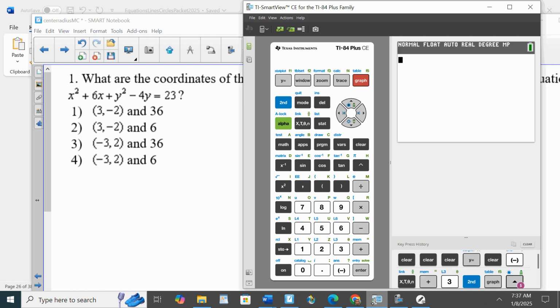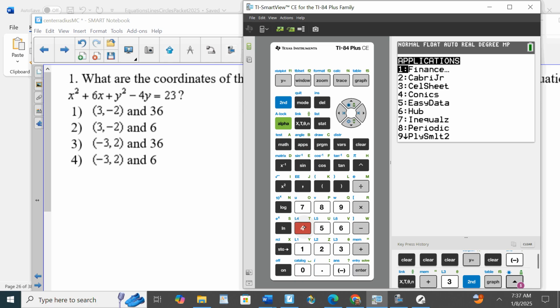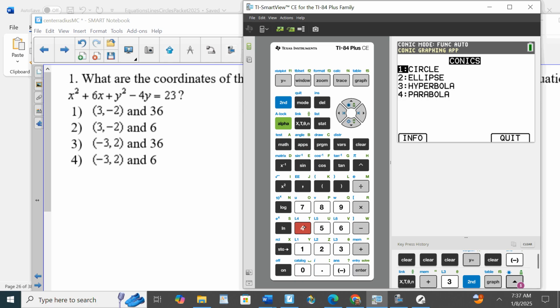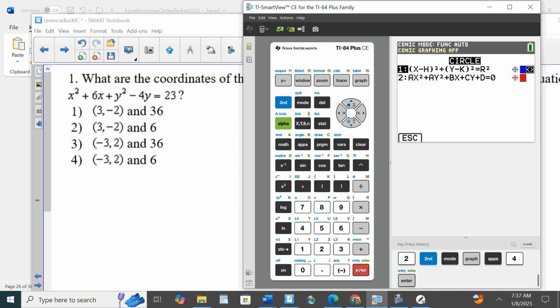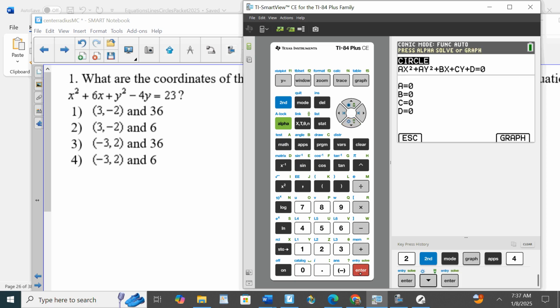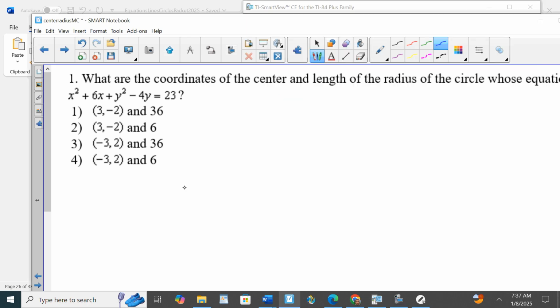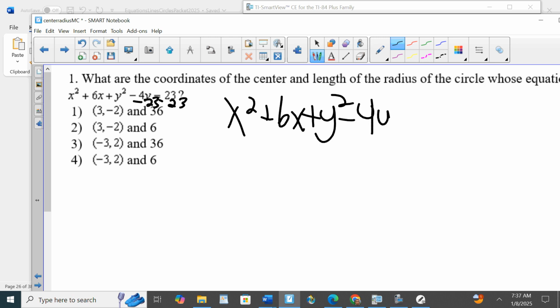I go to apps. I go to Conics. Circle. If you look at the equation, there's no parentheses. It's in standard form, which is option 2. Now, pay close attention. It says plus d equals 0. So I need my equation to be equal to 0. Right now, my equation is not equal to 0, so I do have to subtract the 23 from both sides. So it's going to become x squared plus 6x plus y squared minus 4y minus 23 equals 0.